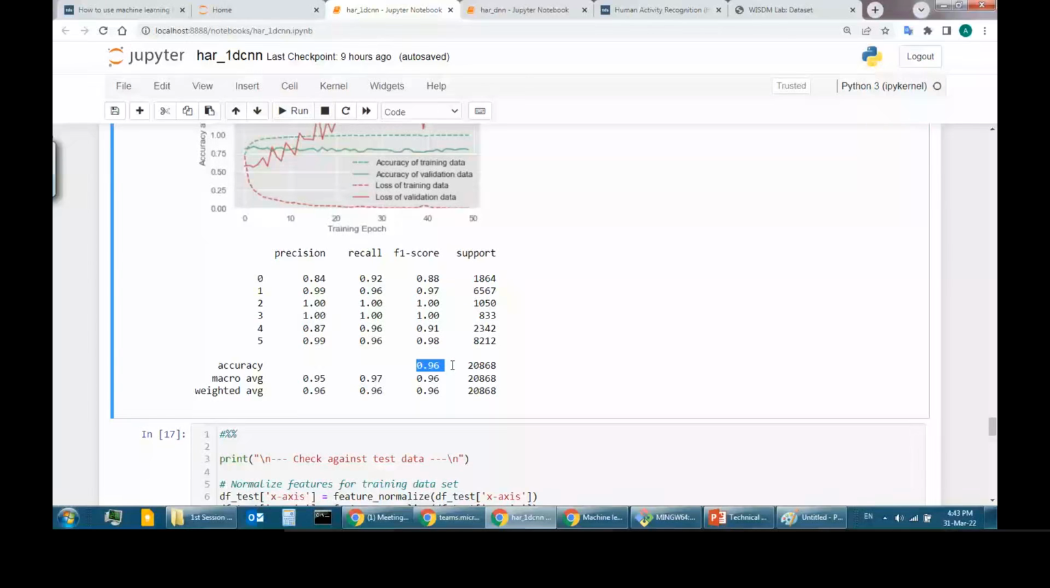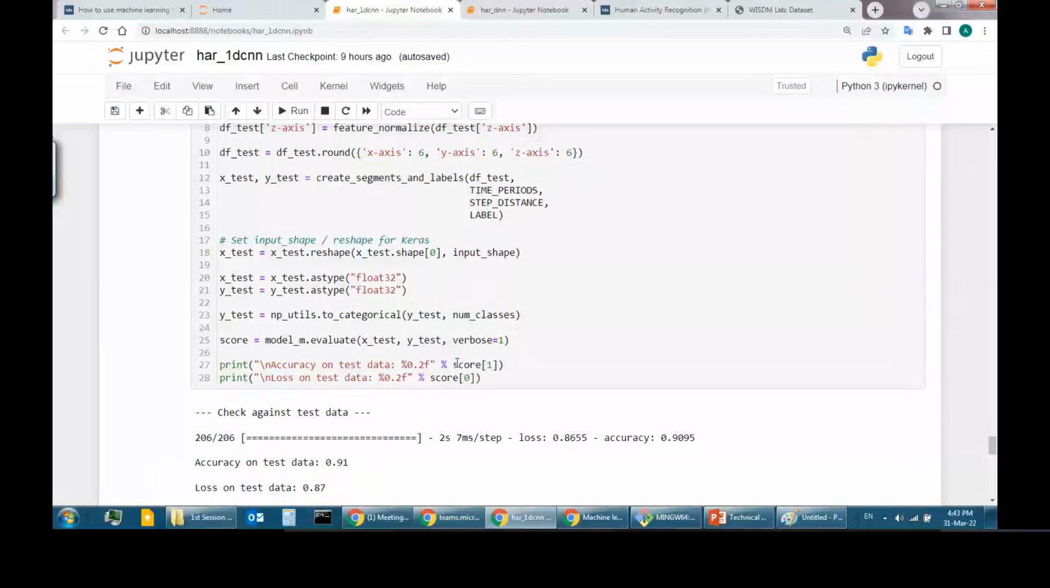This is training. What about testing? Testing is 91%, still good. This is testing data, and this is the confusion matrix. So that's it. This is using human activity recognition.